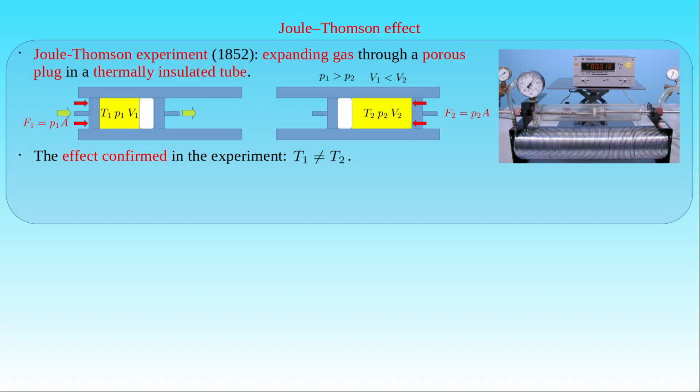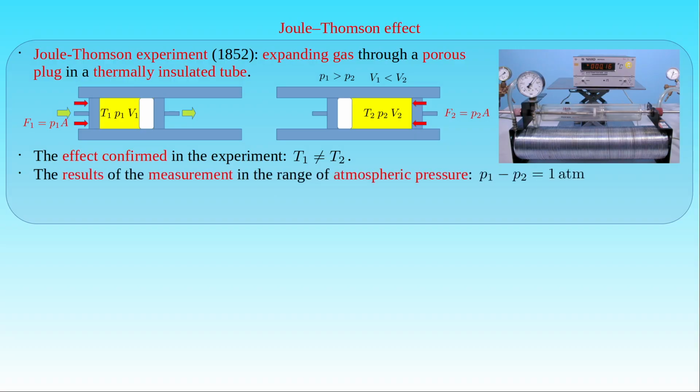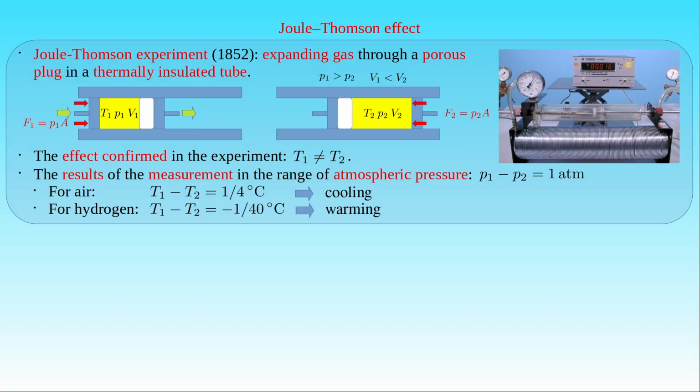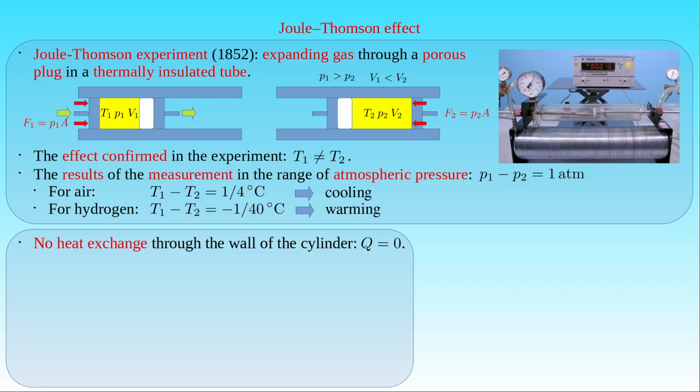For example, the results of the experiment performed with air and hydrogen in the range of atmospheric pressure, where the pressure drop is 1 atmosphere, are the following. For air, the difference between the initial and the final temperatures of the gas is about 1/4 degree Celsius, which means air cools down during the Joule-Thomson expansion. For hydrogen, this difference is equal to about minus 1/40 degree Celsius, that is, hydrogen warms up during its expansion. Because the cylinder is thermally insulated, there is no heat exchange through its walls, that is, the heat Q absorbed or released by the gas is equal to 0.